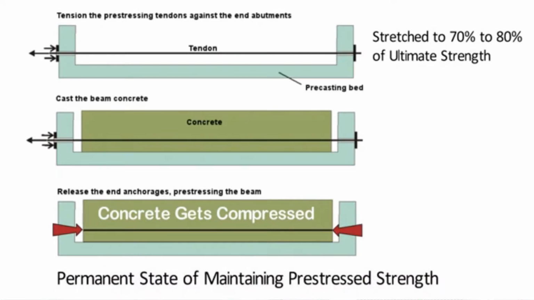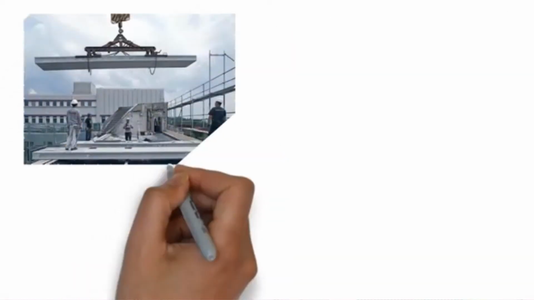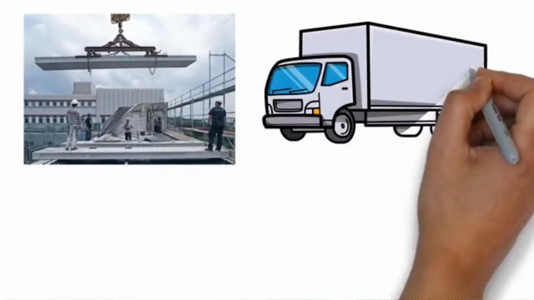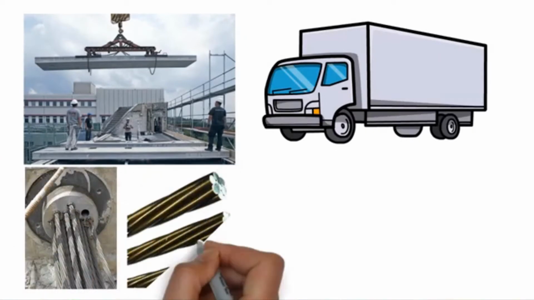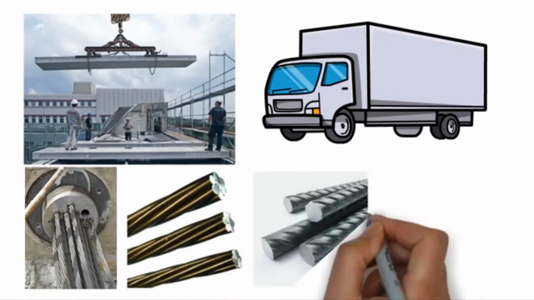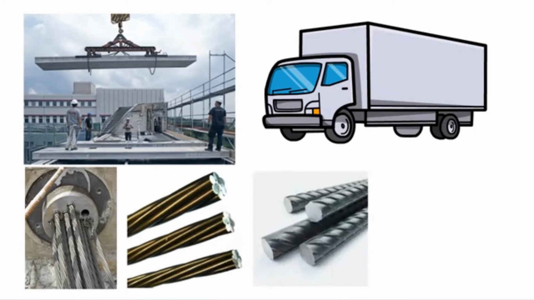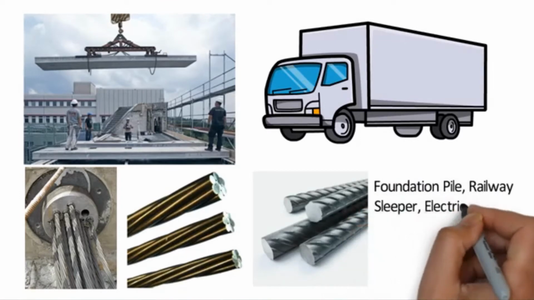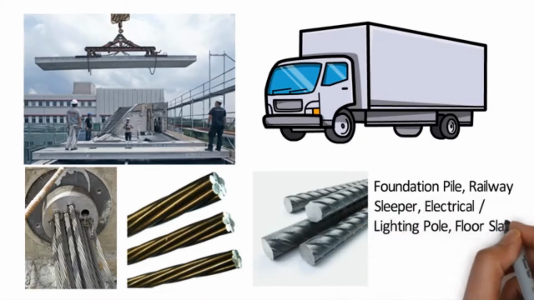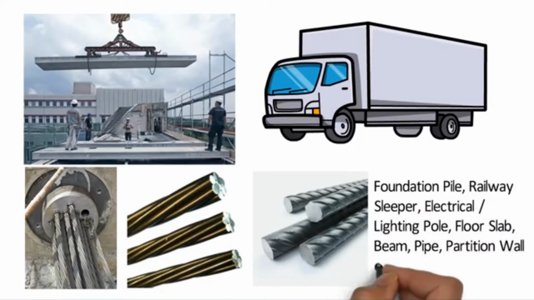Mostly the pre-tensioning concrete elements are precast in a factory and must be transported to the construction site. In place of tendons, wire strands or cables, high tensile steel bars can also be used for tensioning. Examples of pre-tensioning concrete precast products are foundation pile, railway sleepers, electrical or lighting pole, floor slab, beam, pipe, partition wall, etc.